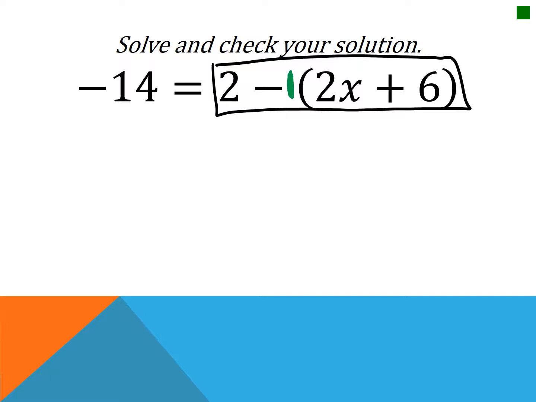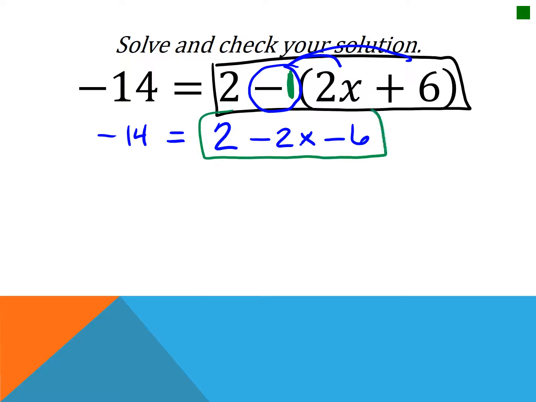So over here, I'm going to leave it negative 14 equals. I'm going to leave the 2. I'm going to take that negative 1 and distribute it. So negative 1 times 2x is negative 2x. Negative 1 times 6 is negative 6.